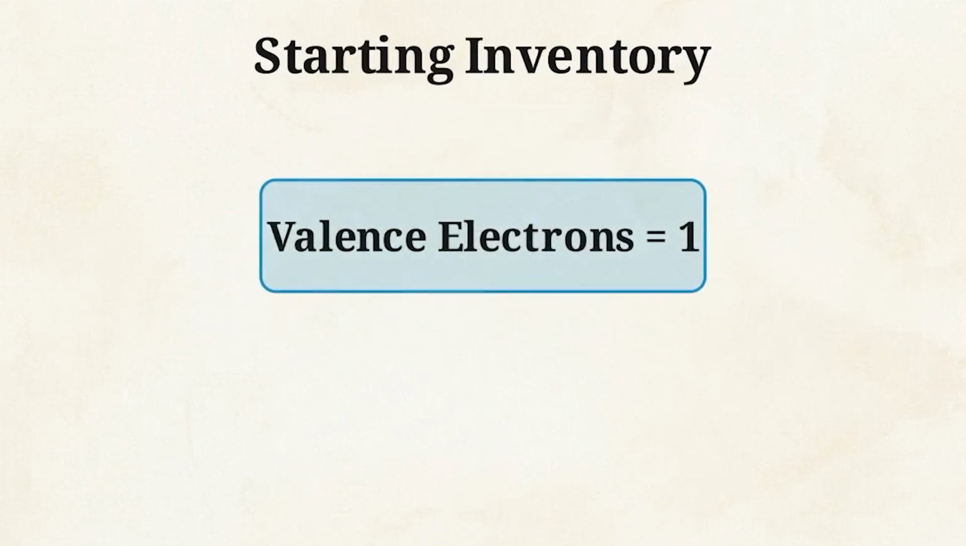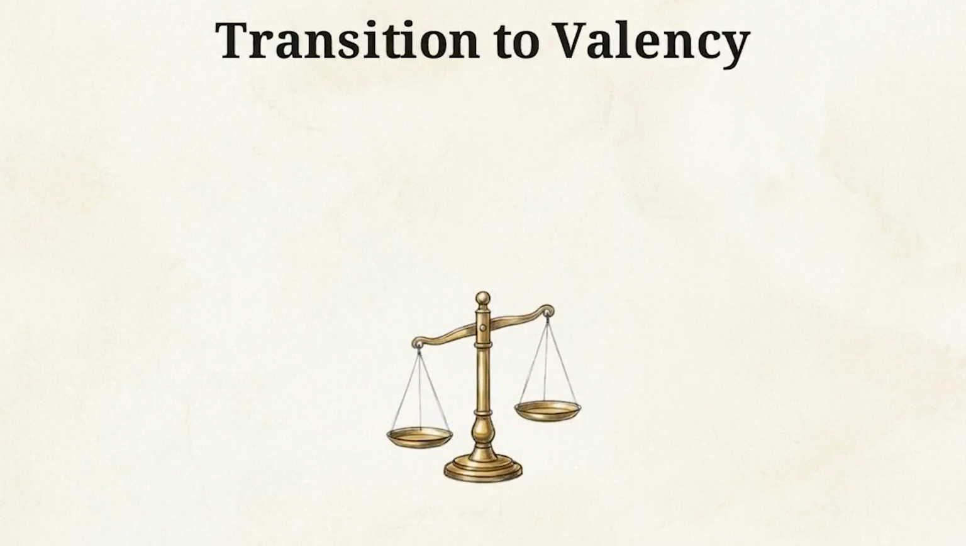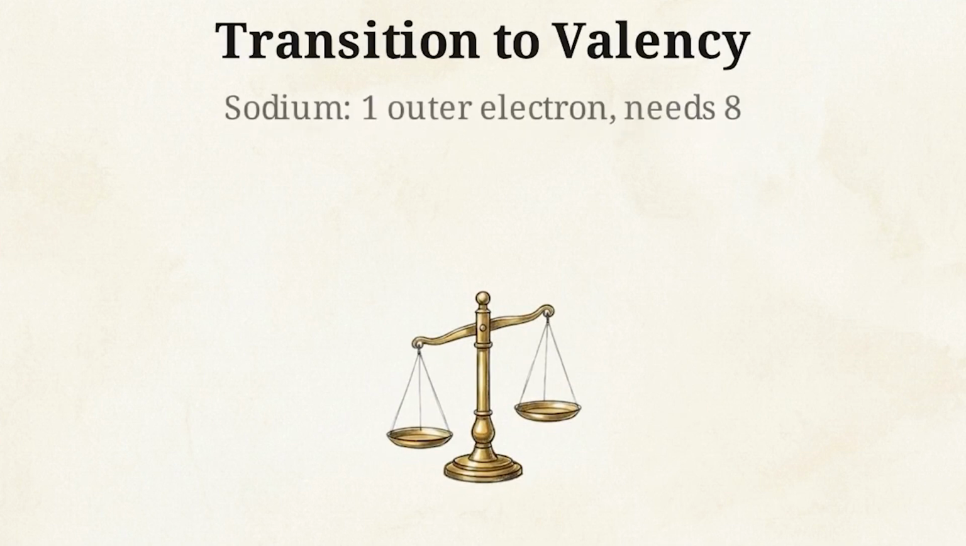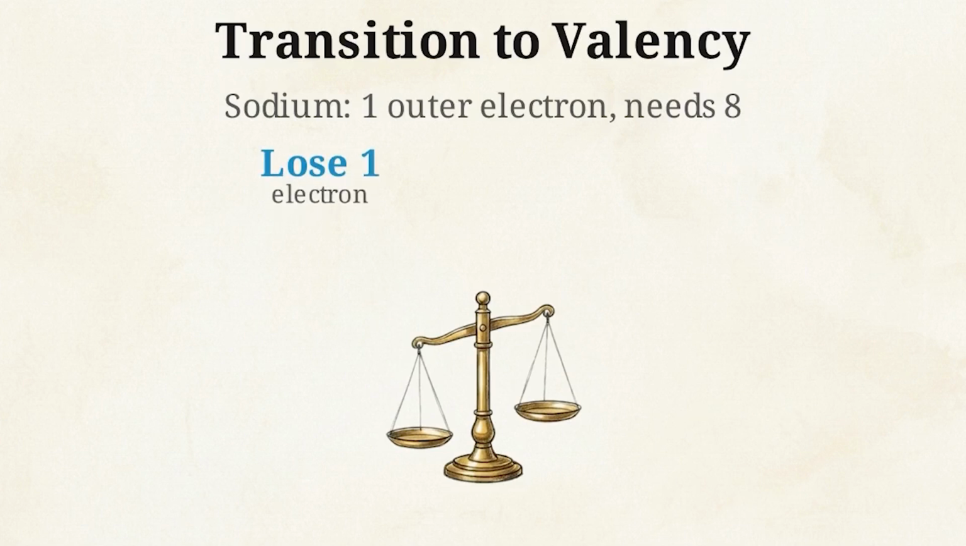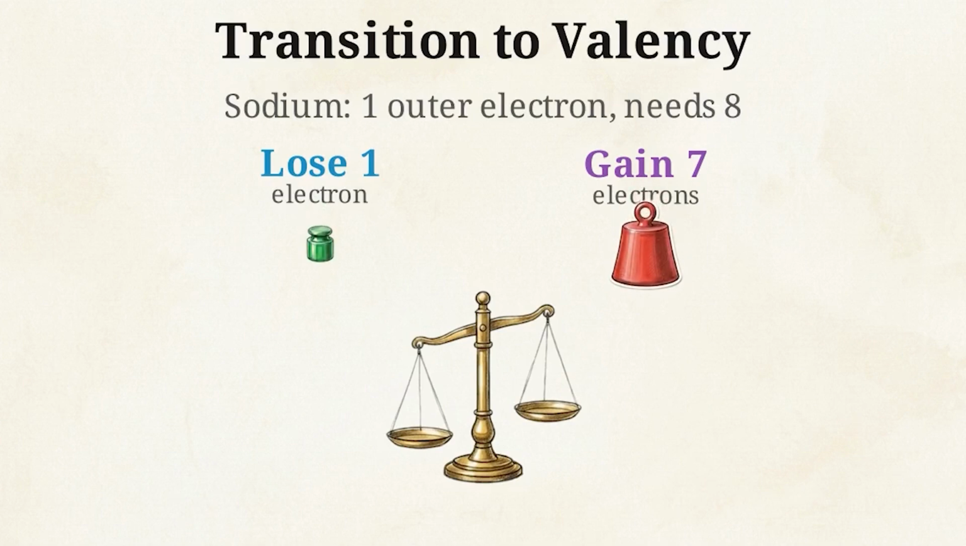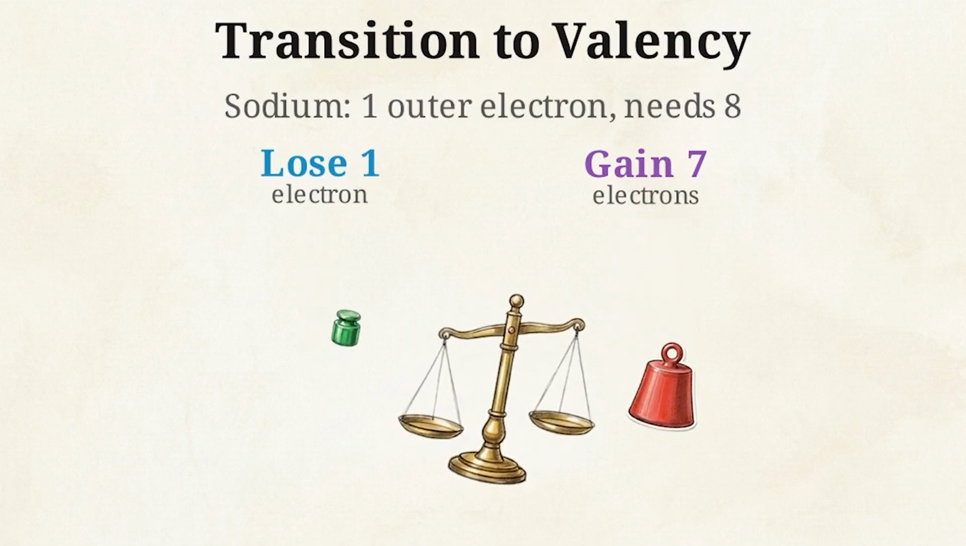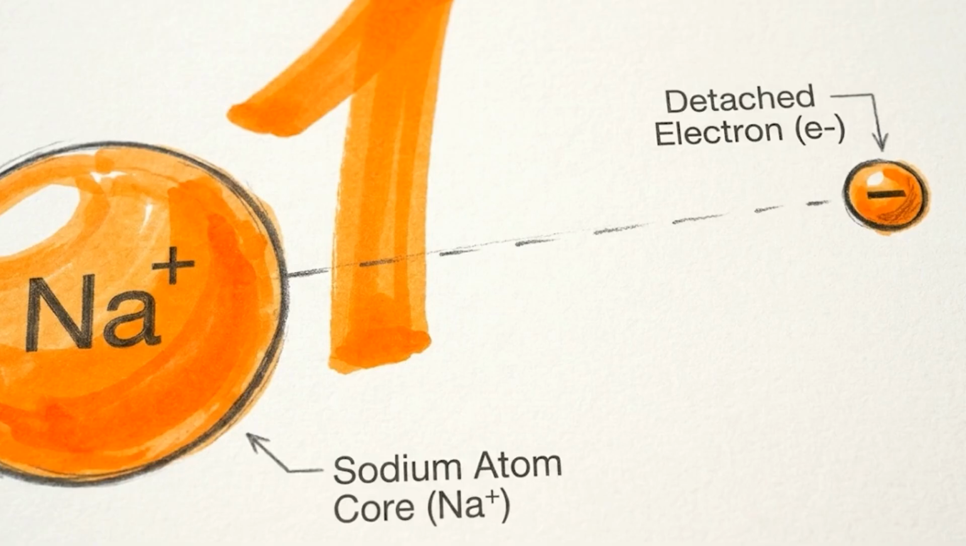This seesaw illustrates our transition to valency. Sodium currently has 1 outer electron, but it requires 8 to reach a full, stable shell. It has 2 possible behavioral paths. It can lose that single electron, or it can attempt to gain 7 new ones. Dragging in 7 new electrons costs far more energy than simply shedding 1. Atoms will always take the easiest route available. Because losing 1 electron requires so much less energy, sodium will always choose to shed it. Therefore, its valency, its combining action, is exactly 1.